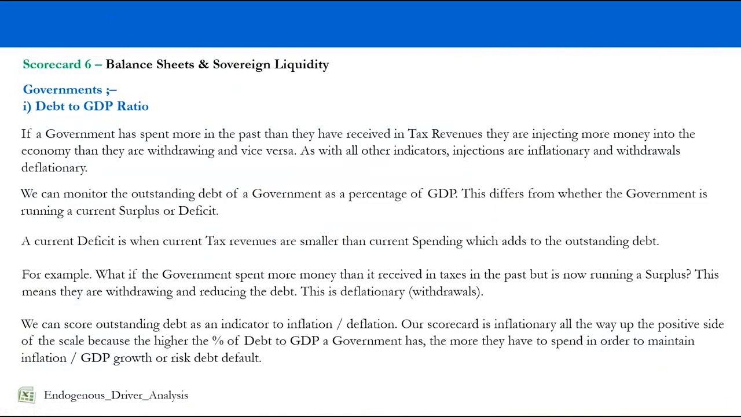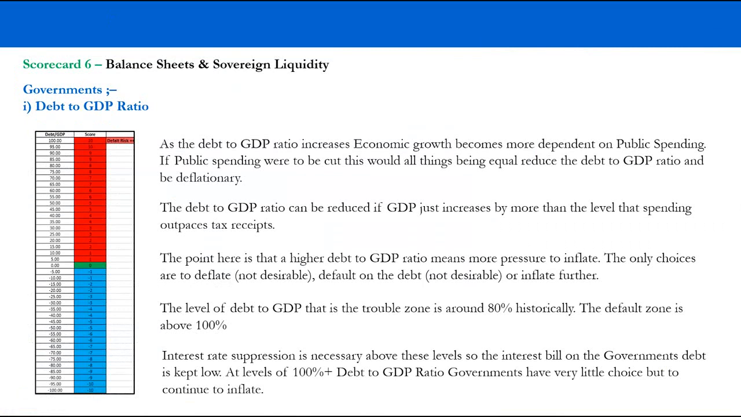So when we look at the detail of our scorecards, what do we get to? Well, as we looked at briefly in the spreadsheet there, as the debt to GDP ratio increases, economic growth becomes more dependent on public spending. And if public spending were to be cut, this would, all things being equal, reduce the debt to GDP ratio and be deflationary. The debt to GDP ratio can be reduced if GDP just increases by more than the level of spending outpaces tax receipts. So that's a very important thing to note.